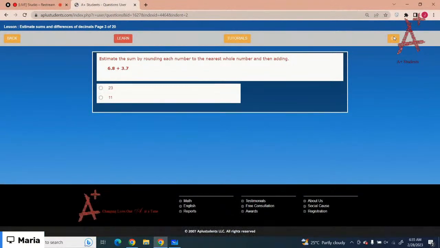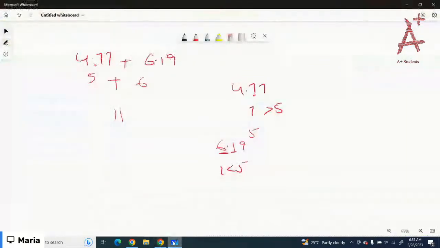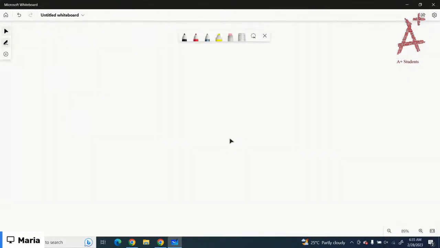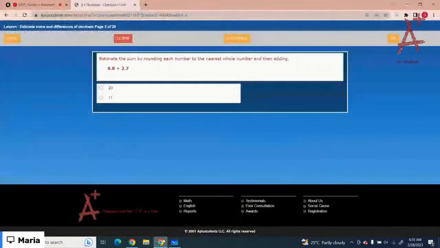Okay, the next one is 6.8 plus 3.7. Yes, 6.8 is rounded off to 7, and 3.7 is rounded off to 4. So 7 plus 4 makes 11. Very good. So that is 11.